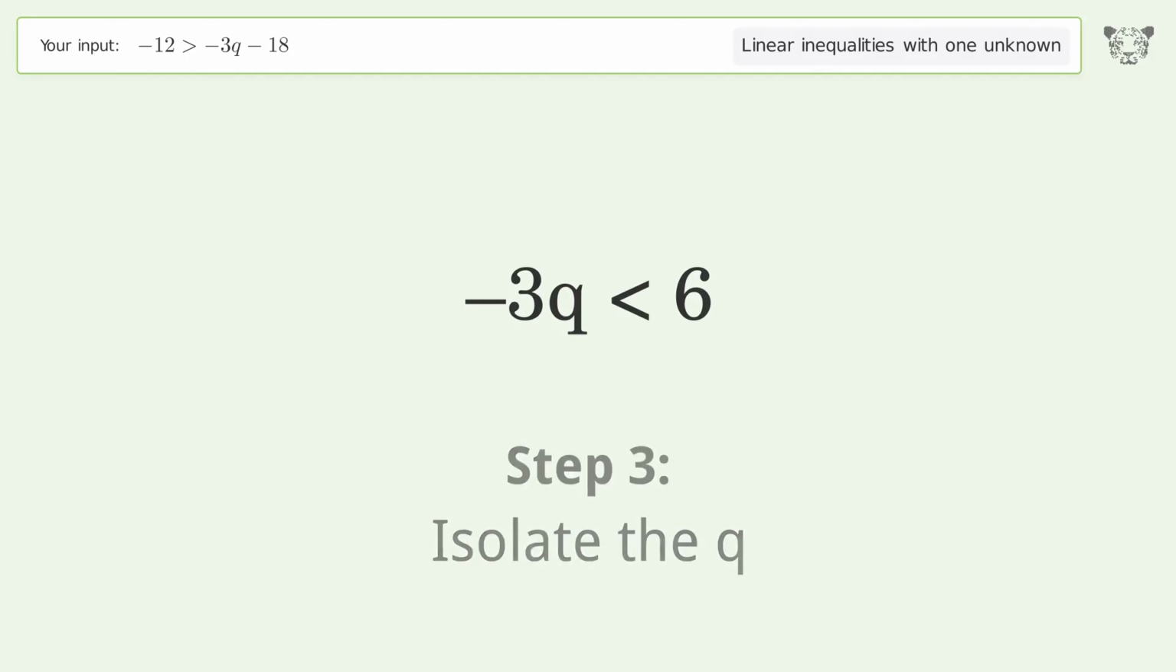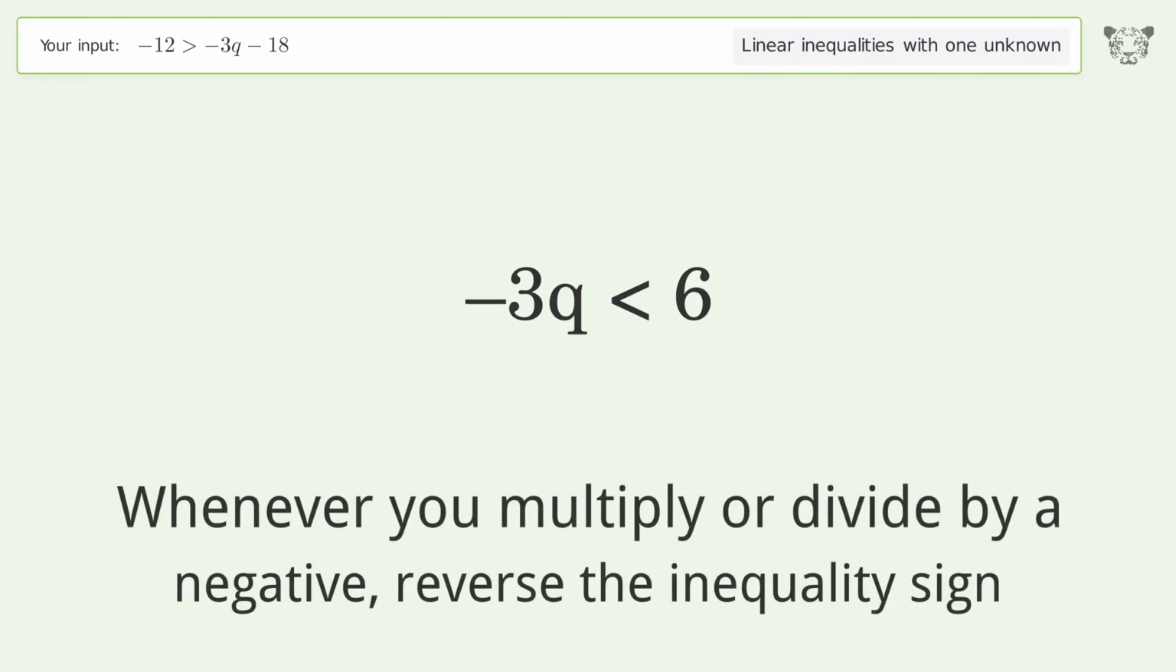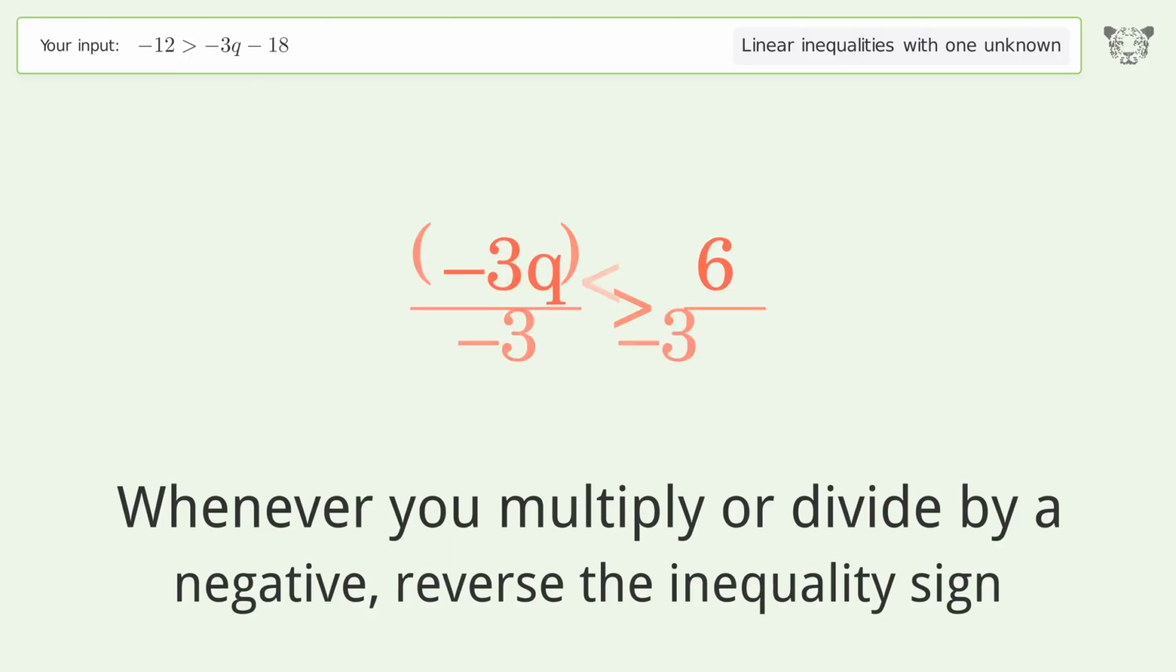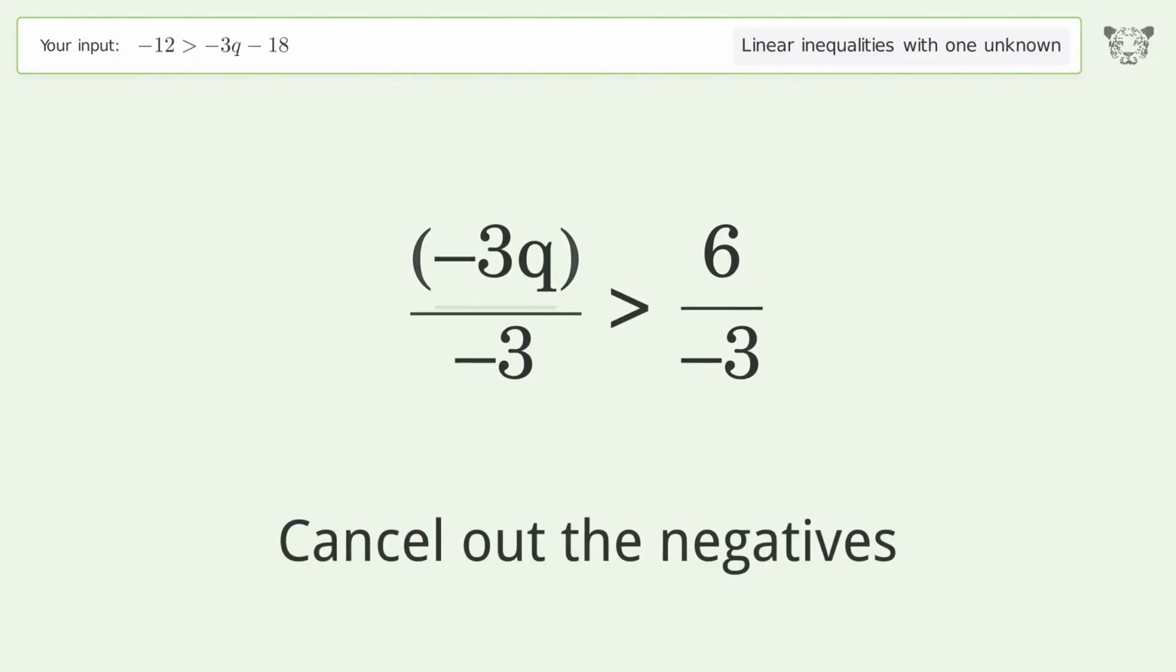Isolate the q. Divide both sides by -3. Whenever you multiply or divide by a negative, reverse the inequality sign. Cancel out the negatives.